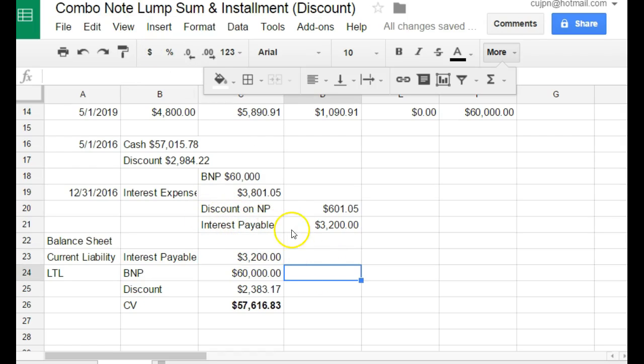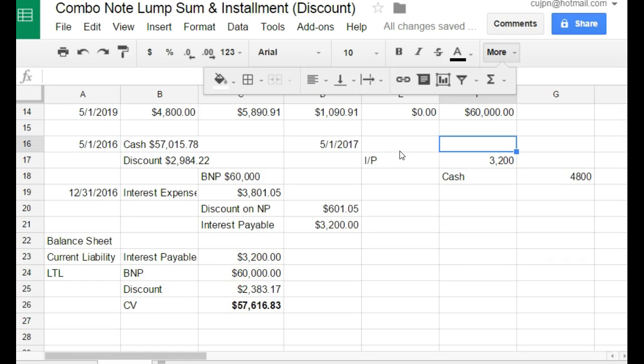So when we go to do that 5-1 entry, this is how we wrap it all up. On 5-1-17, I can show my journal entries. I'm just going to write the date over here. There's the date. My credit is going to be writing a check for $4,800. Then I'm paying off that payable. I'm just going to abbreviate and call it interest payable, and I'm going to pay off that interest payable amount of 3,200.